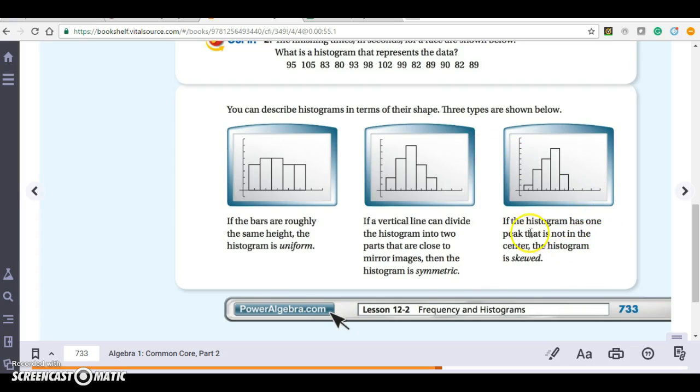And if the histogram has a peak that is not in the center, then the histogram is skewed. So here, this is not centered. This is more the center, and this is over, so this is called skewed.